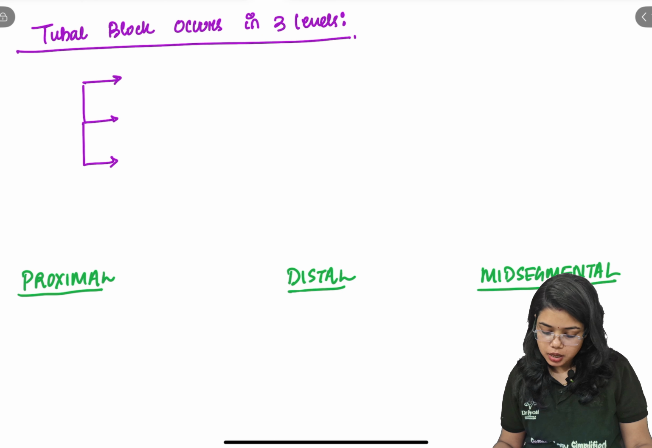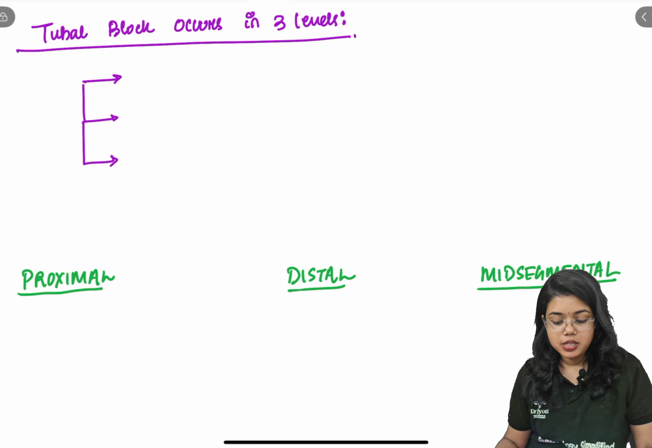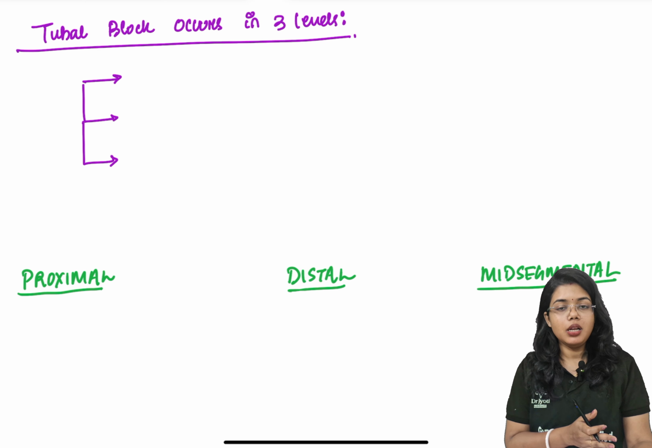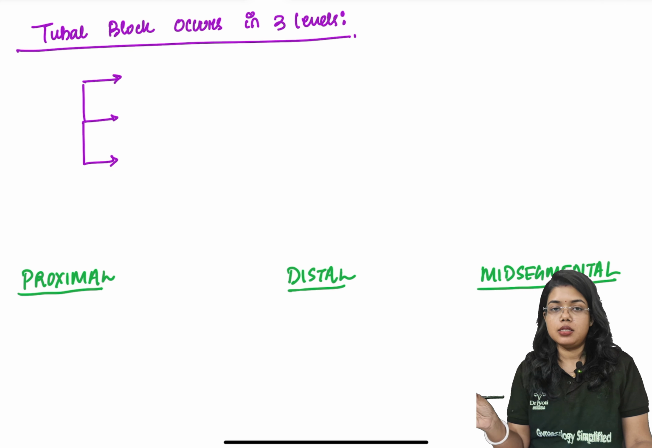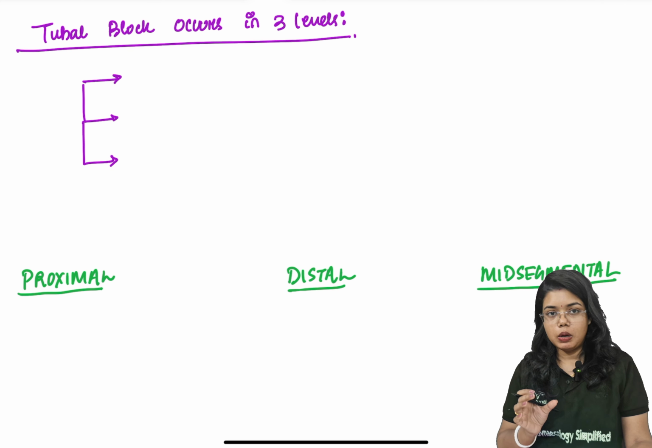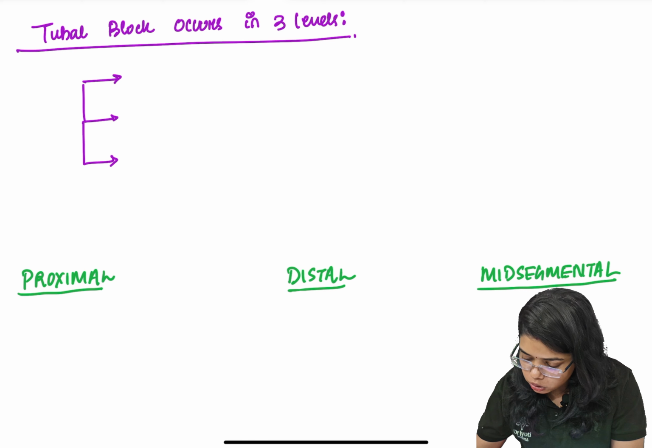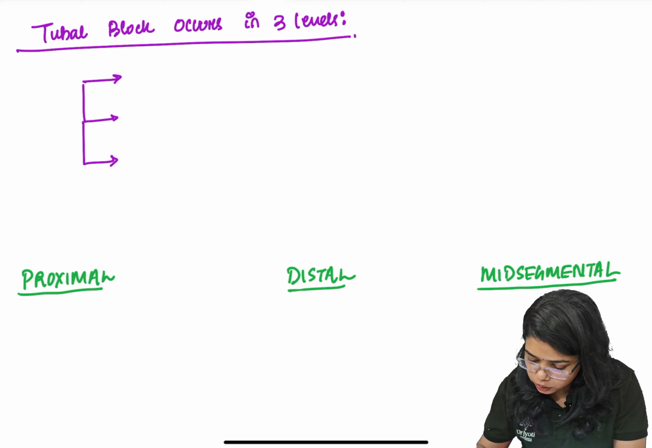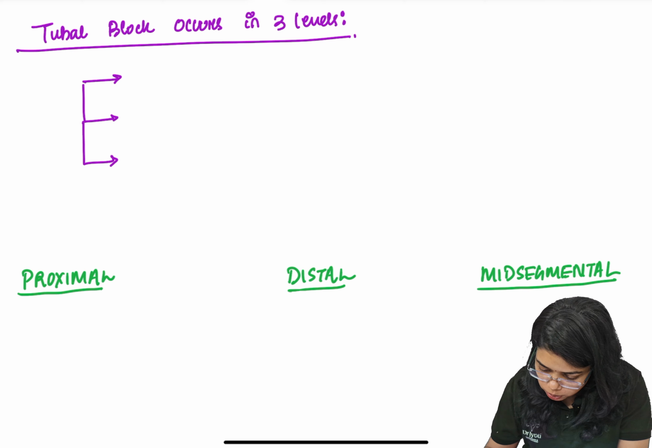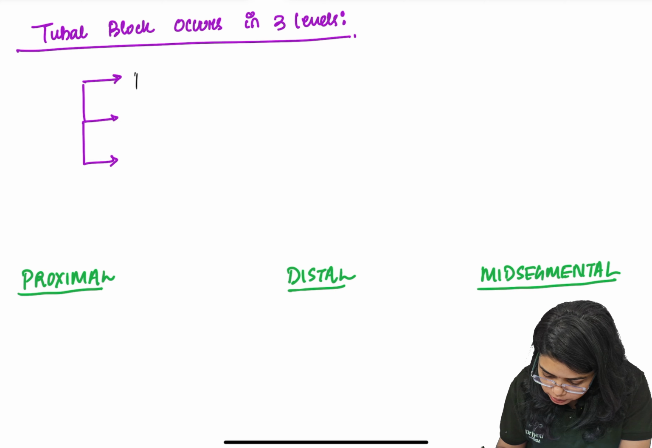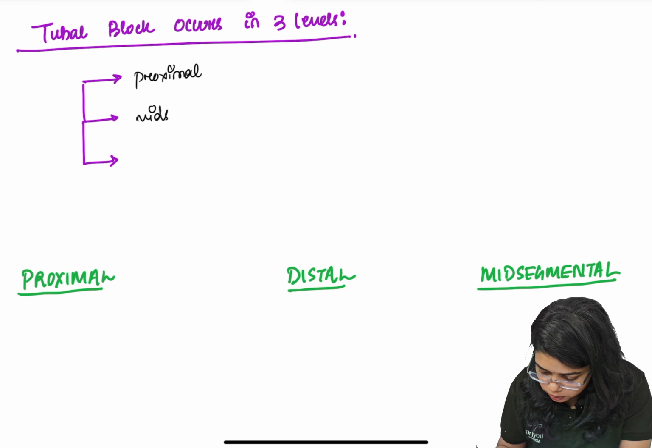Okay. Then coming to the tubal block, it occurs in 3 levels. First is proximal, then mid-segmental, and then distal block. We will now discuss about the causes and the management. So tubal block, it occurs at 3 levels. First is proximal, then mid-segmental, and distal.